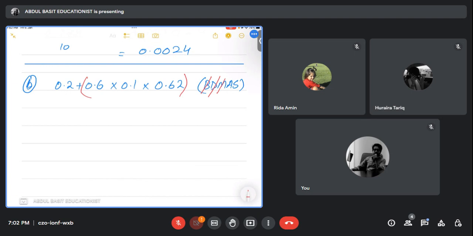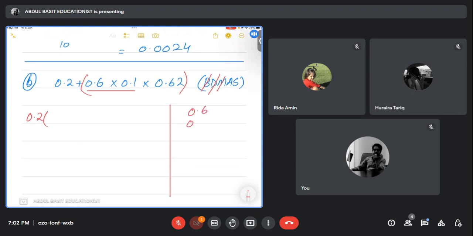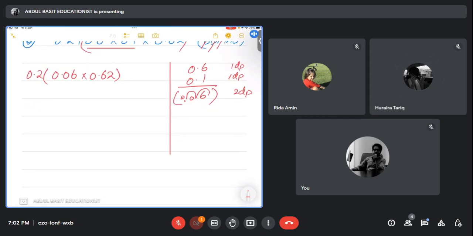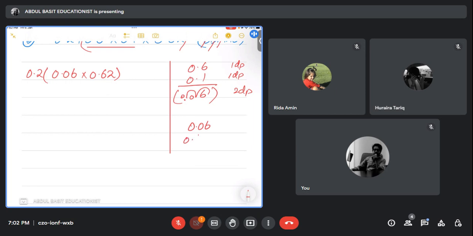Okay, beta. So one by one now. This is my rough working area. I'm multiplying 0.6 with 0.1 first. 1 times 6 is 6. It's 1 dp and 1 dp, so 2 dp is my answer. So 0.06. Now 0.06 times 0.62. Right, Hurera? Is this clear, beta? Now it's time to multiply 0.06 with 0.62. Right, Rida? Yes, sir.